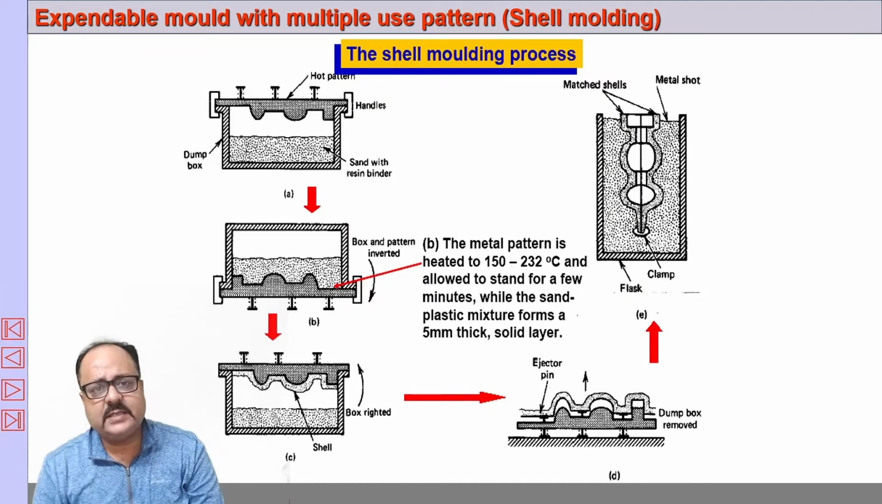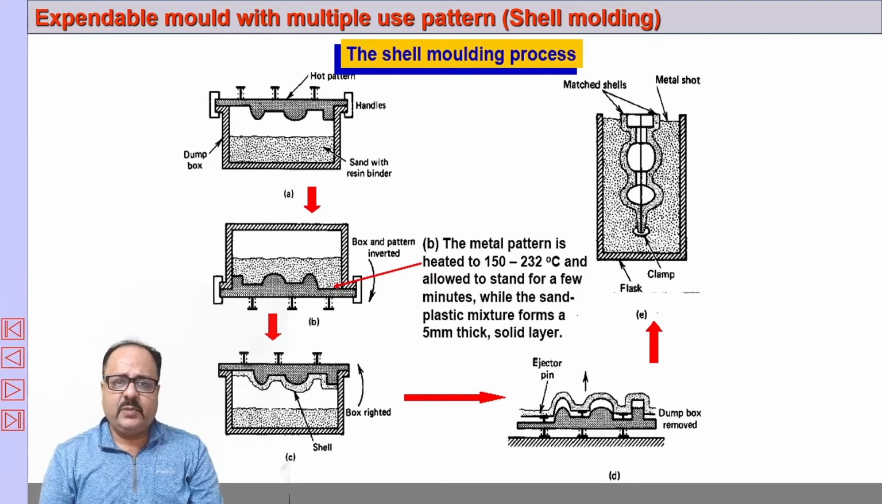Okay, so let's start here. With this figure I can explain the shell molding process. In the shell molding process we use dry silica sand. The sand that we'll be using is a dry silica sand, or it can be a zircon sand, or it can be a mixture of dry silica sand and zircon sand, whatever it is.